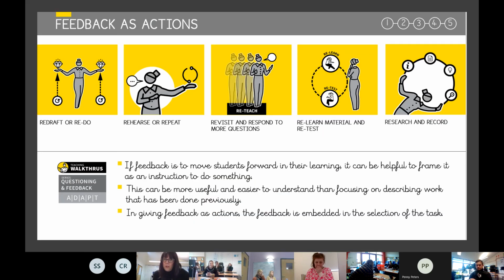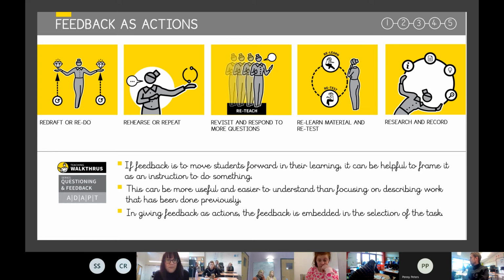So we're going to focus on the walkthroughs as our backbone for this. And the section in your walkthrough books that you have is called Feedback as Actions. So again, split into the 5 steps. Remember, each section of the walkthroughs has 5 main segments. So this one has focusing on redrafting or redoing, rehearsing or repeating, revisiting and responding to more questions, which is great because that obviously fits in with our questioning module that we've just finished, relearning material and retesting, and research and recording.